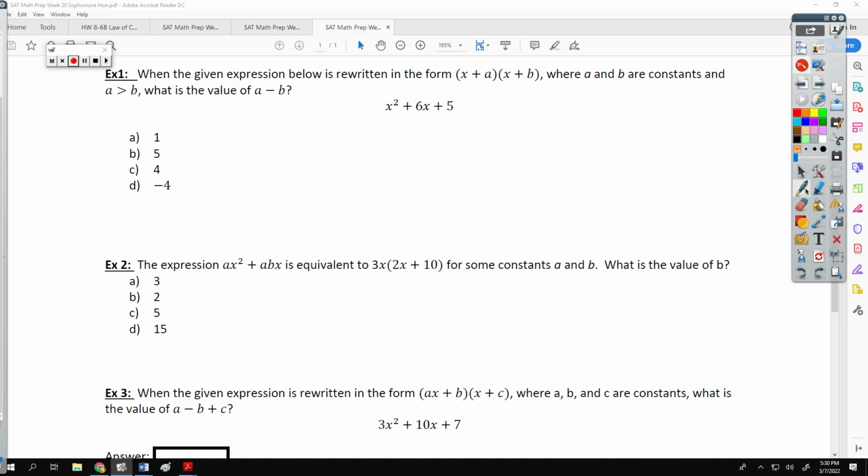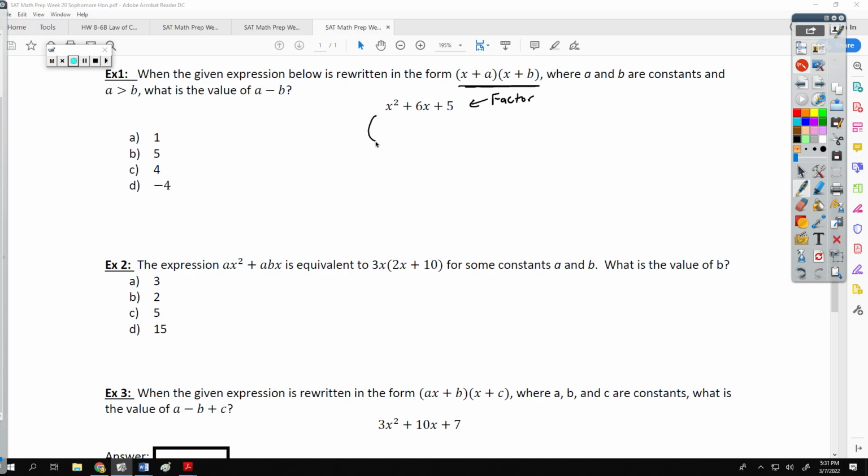So, example 1 says, when the given expression below is rewritten in the form x plus a times x plus b, where a and b are constants and a is greater than b, what is the value of a minus b? So to put it in this equivalent form, x plus a times x plus b, we need to factor the expression.